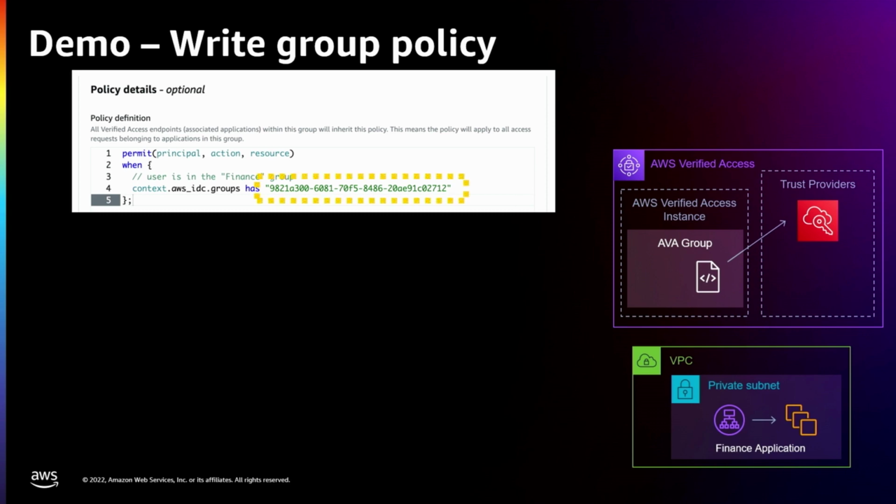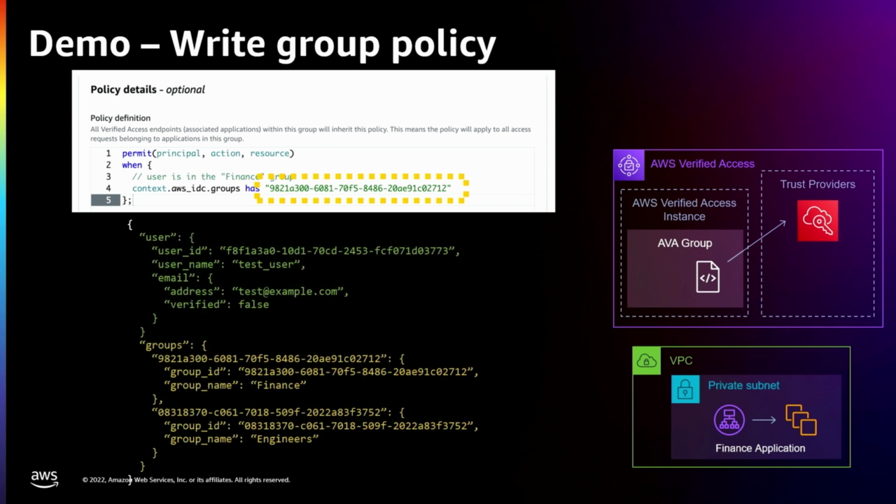So this group ID feels a little strange. You can see here that Cedar does allow comments, so you can write a comment to make this easier. But why am I writing this group ID? Well, when I get data from Identity Center, the Cedar context actually has this data structure inside of it. So you can see here that it's got user information, and it's also got group information.